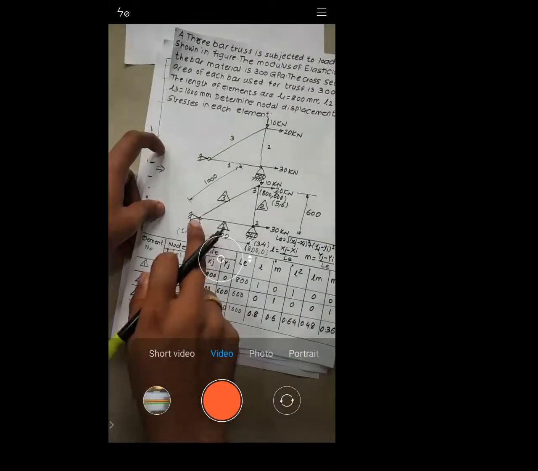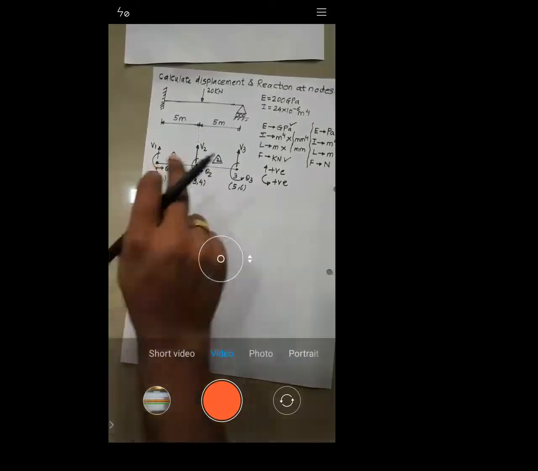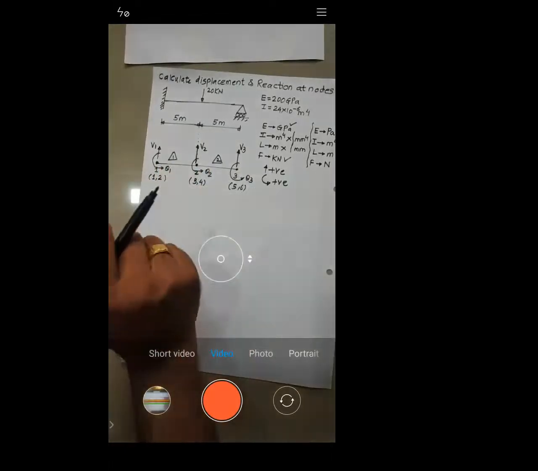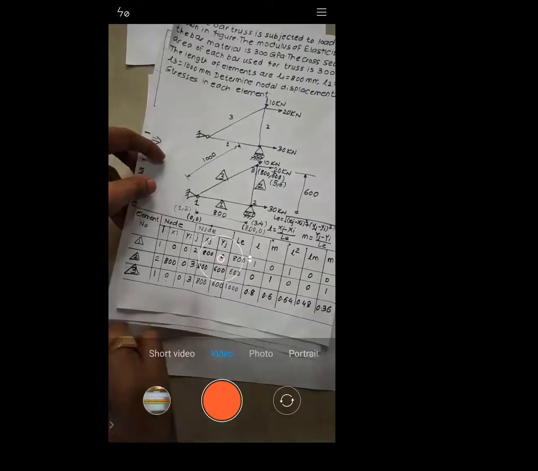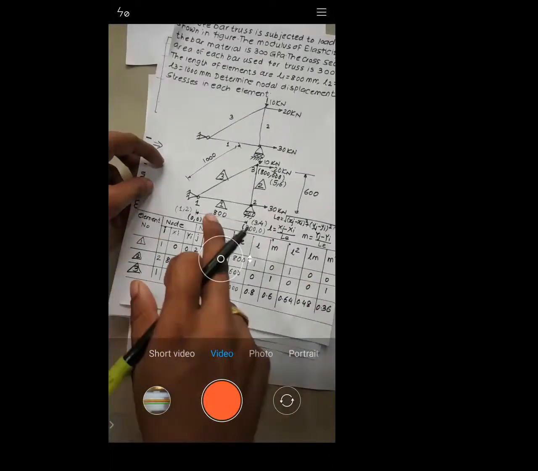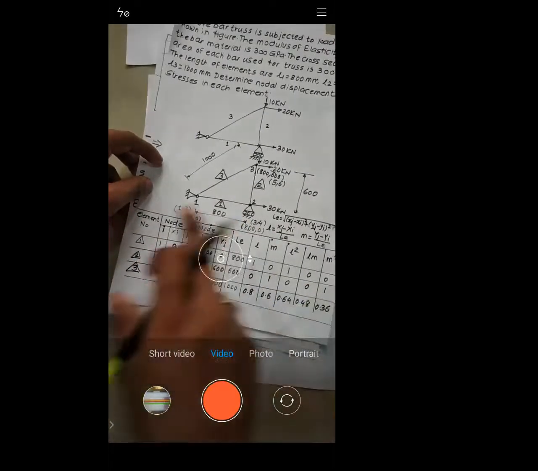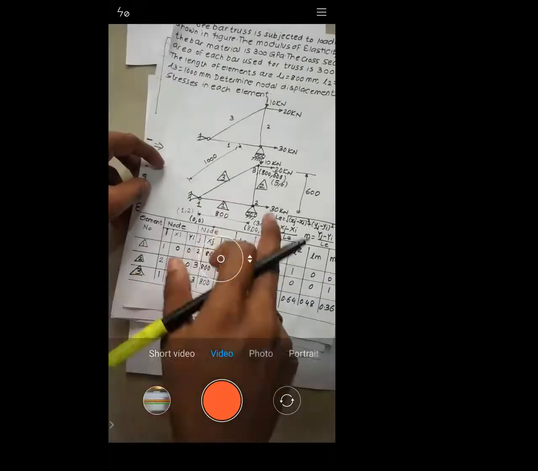Thing is like that. In the problem of beam, I have not assigned the coordinates, because I don't need to form this table. That's why I have not assigned the coordinates. Because if you want to form this table, the coordinates are required, because calculation in the table will be done based on these coordinates, right?